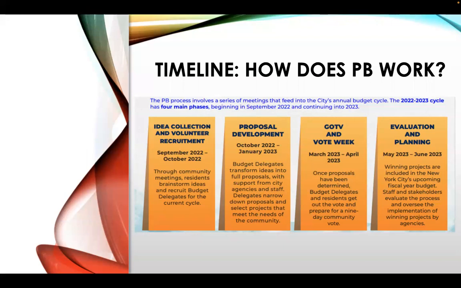So the next phase will be October through January 2023, and that's the proposal development phase. The budget delegates that were recruited from the current phase will meet together regularly, then they can transform ideas into full proposals with the support from the city agencies and us. We actually will have some agency briefing at the end of October, and that's when you can present your ideas to, for example, DOT, parks, schools. This way they can look into your proposal.